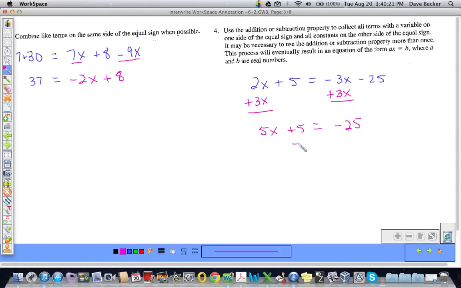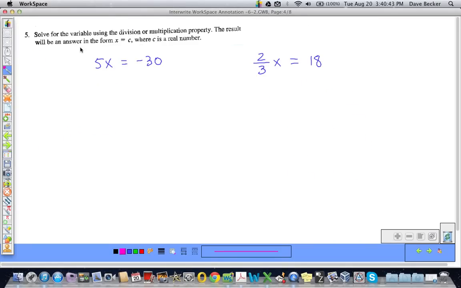And then I'm going to subtract 5 from both sides to get all the numbers on one side without variables. So that would leave me with 5x on the left side. Positive 5 minus 5 is 0. 5x plus 0 is 5x. Negative 25 and negative 5 is negative 30, and then we could solve.